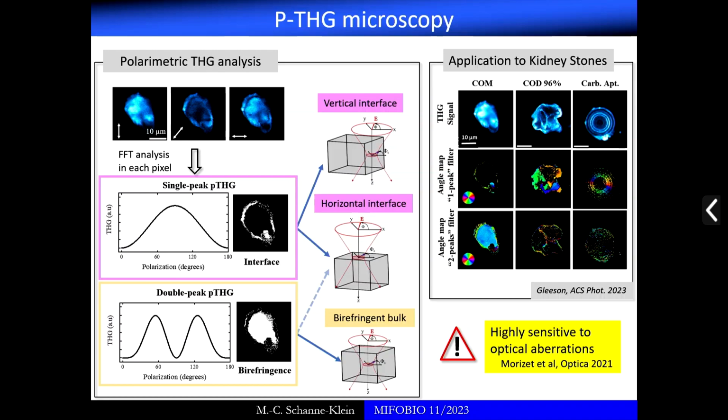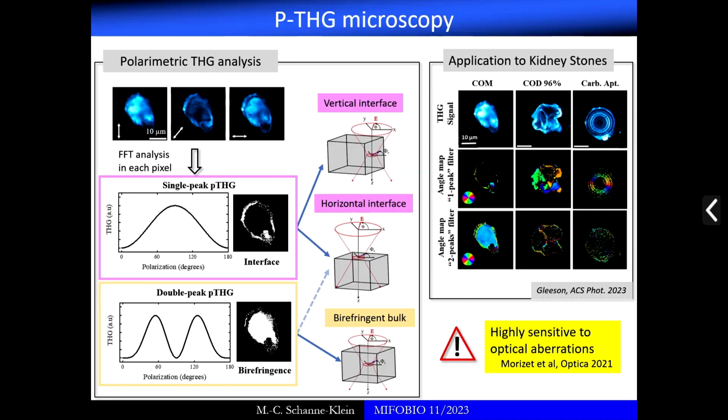So we can say that if it's single peak, it's mainly vertical interfaces between these optical aberrations, or horizontal interfaces, so it's signal from the surface. When it's double peaks, mainly birefringent bulk, and that can enable us to differentiate different minerals. So it's kidney stones from different pathologies.